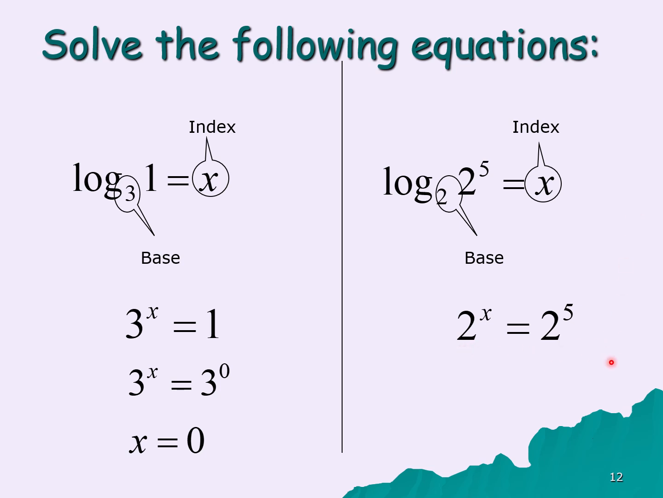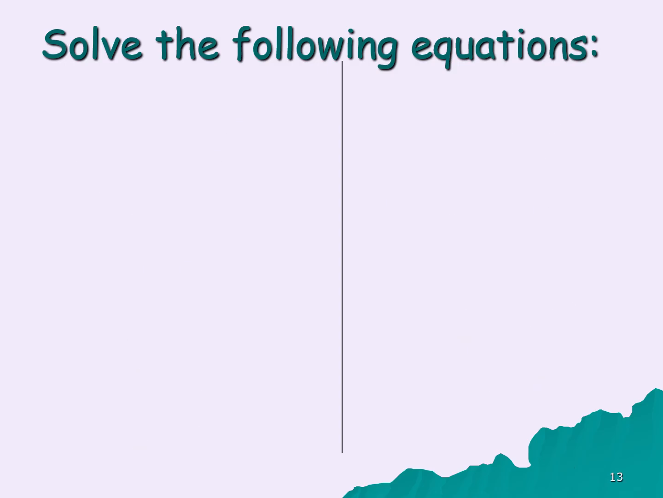Again, both sides have the same base. So therefore, I'm able to conclude that the value of x is equal to 5. So these two are the very simple equations that we can solve. Okay, so let's take a look at the next two examples.